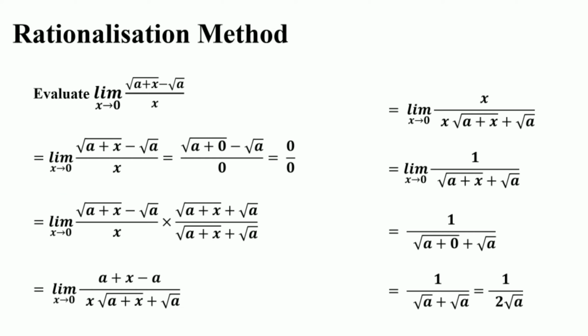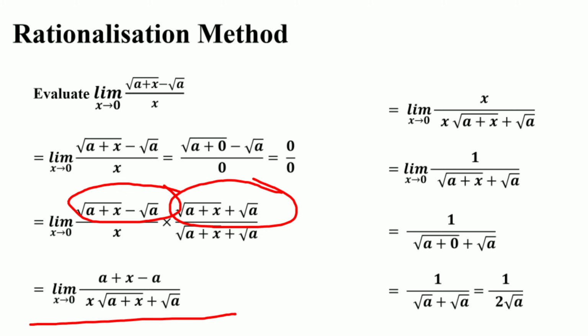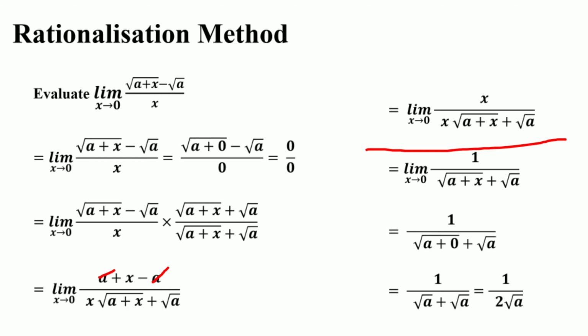Here root a plus x into root a plus x is equal to a plus x, and minus root a into plus root a becomes minus a, divided by x into root a plus x plus root a. Here the plus a and minus a will be cancelled. Then what remains is x divided by x into root a plus x plus root a. In the numerator and denominator there is an x, so x is cancelled. So it will be 1 by root a plus x plus root a.